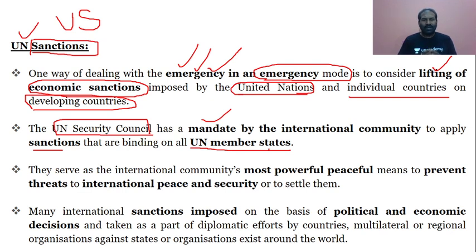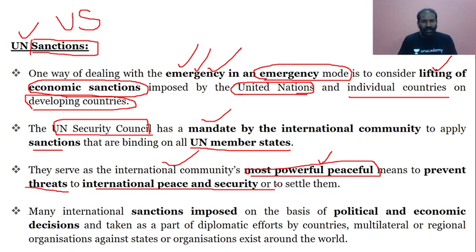What is the mandate here in our discussion? It is in regards to applying sanctions. We will look at the other point: these sanctions serve the international community as the most powerful peaceful means. So imposing sanctions is the most powerful peaceful means. Why? To prevent any kind of threat to international peace and security.